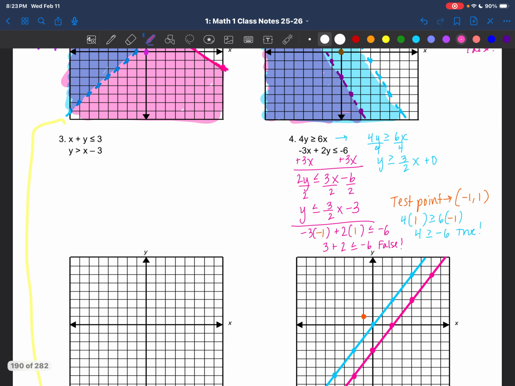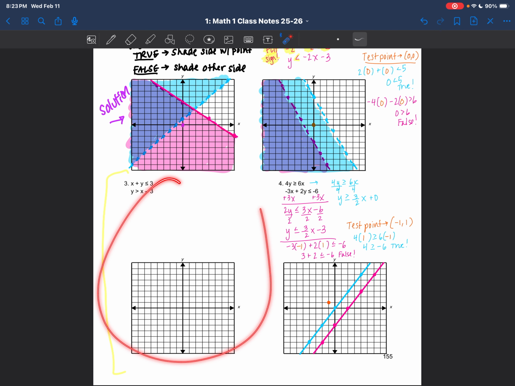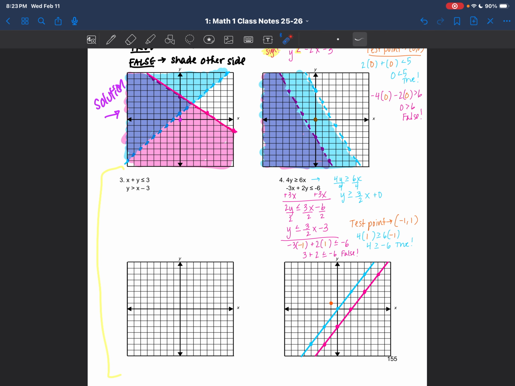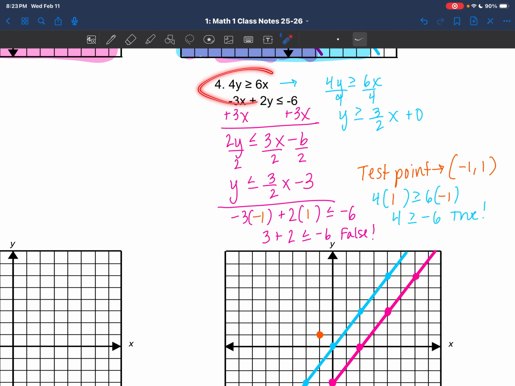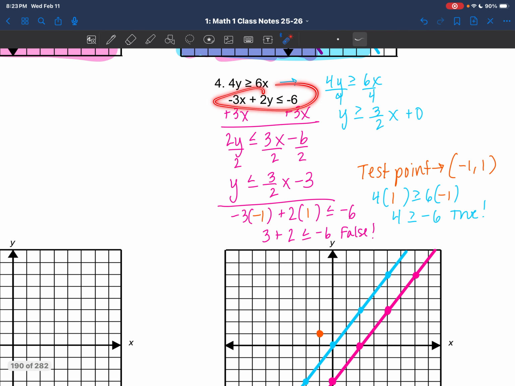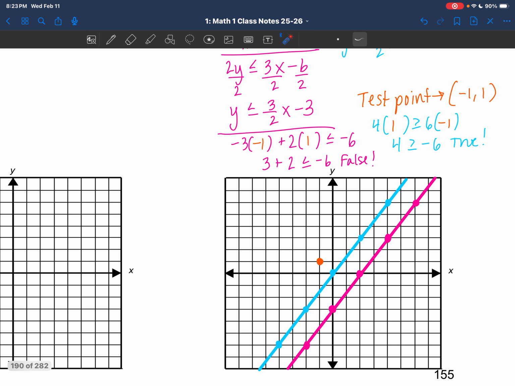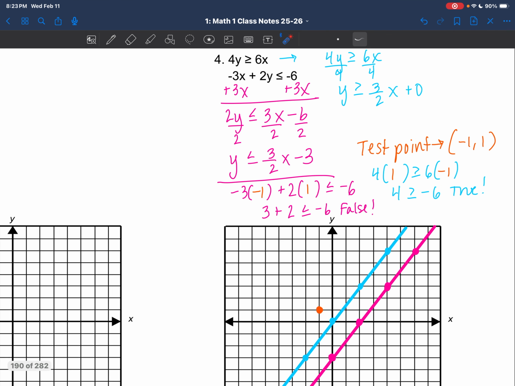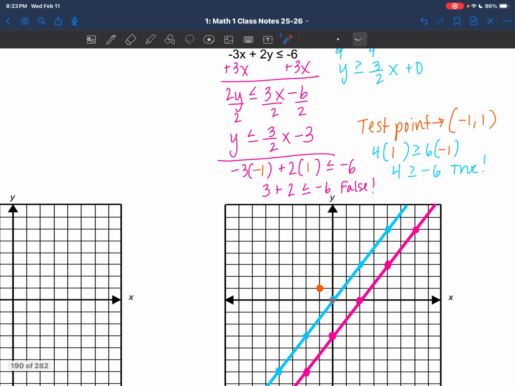All right. So what I want you to do is try this one. I did number 4 for you, or I graphed it, and you're going to look at the shading. So I took each one, I converted them, and it is a solid line. And then I took this one, I converted it, and it is also a solid line. And now I'm going to do a test point. I can't do 0, 0, so I have to do a test point of -1, 1.